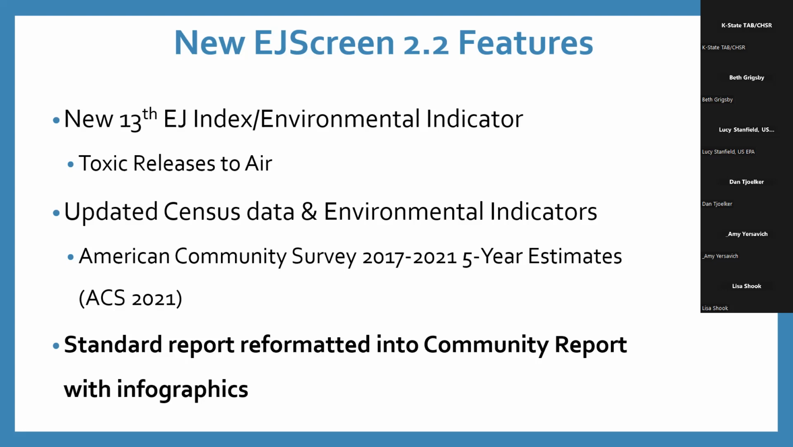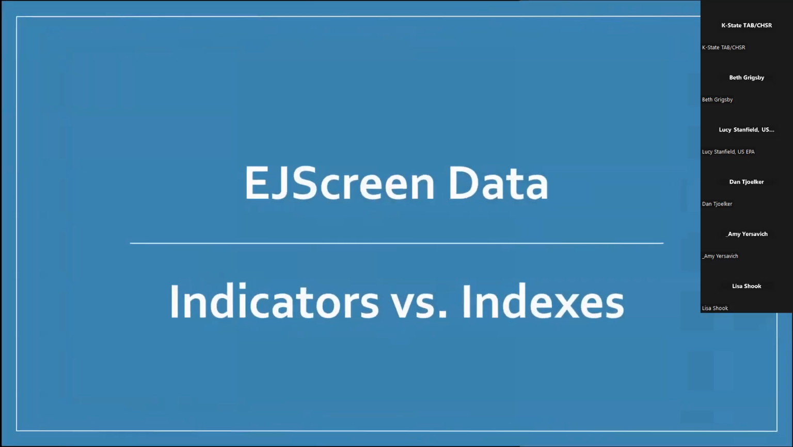And then I would say the biggest change in this latest version, like I said, that came out at the end of June, early July this year, is the standard report. You used to be able to print a 2-page report. That's been reformatted into a community report with infographics and a better look and feel. So we'll go through that in just a minute.